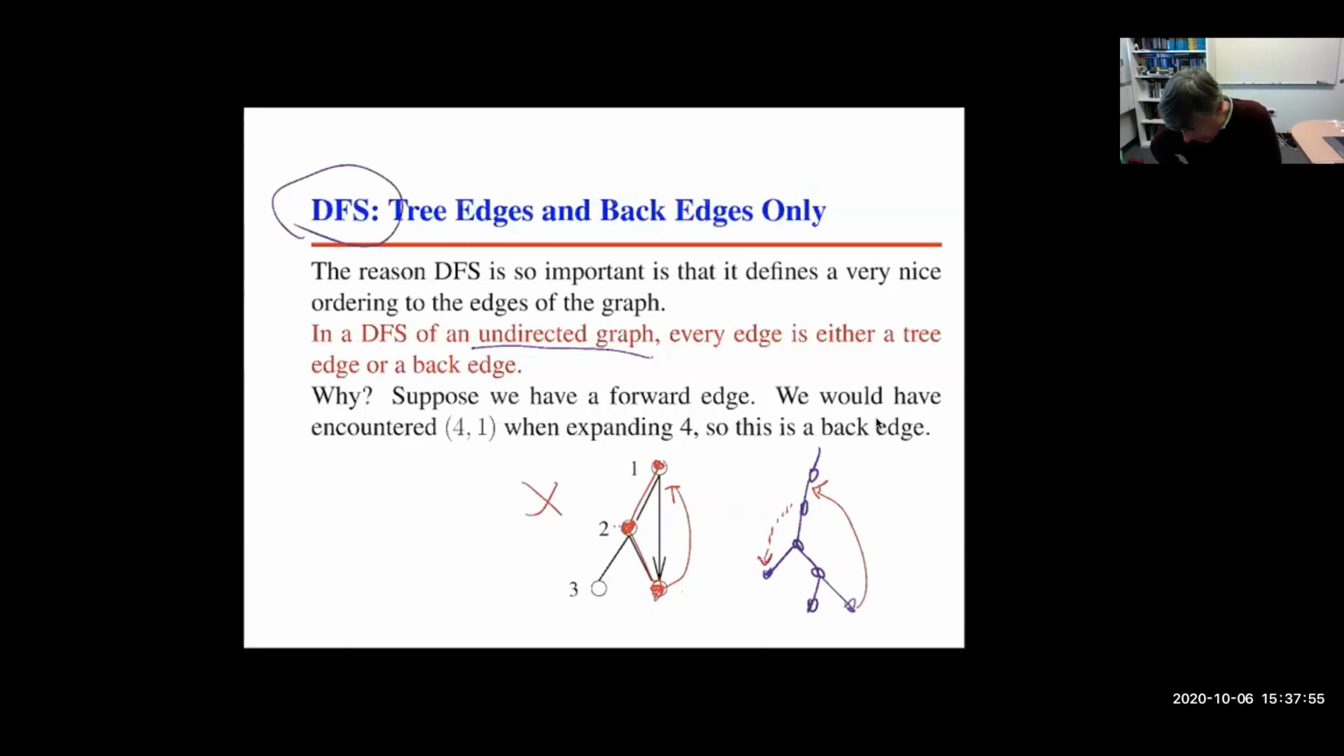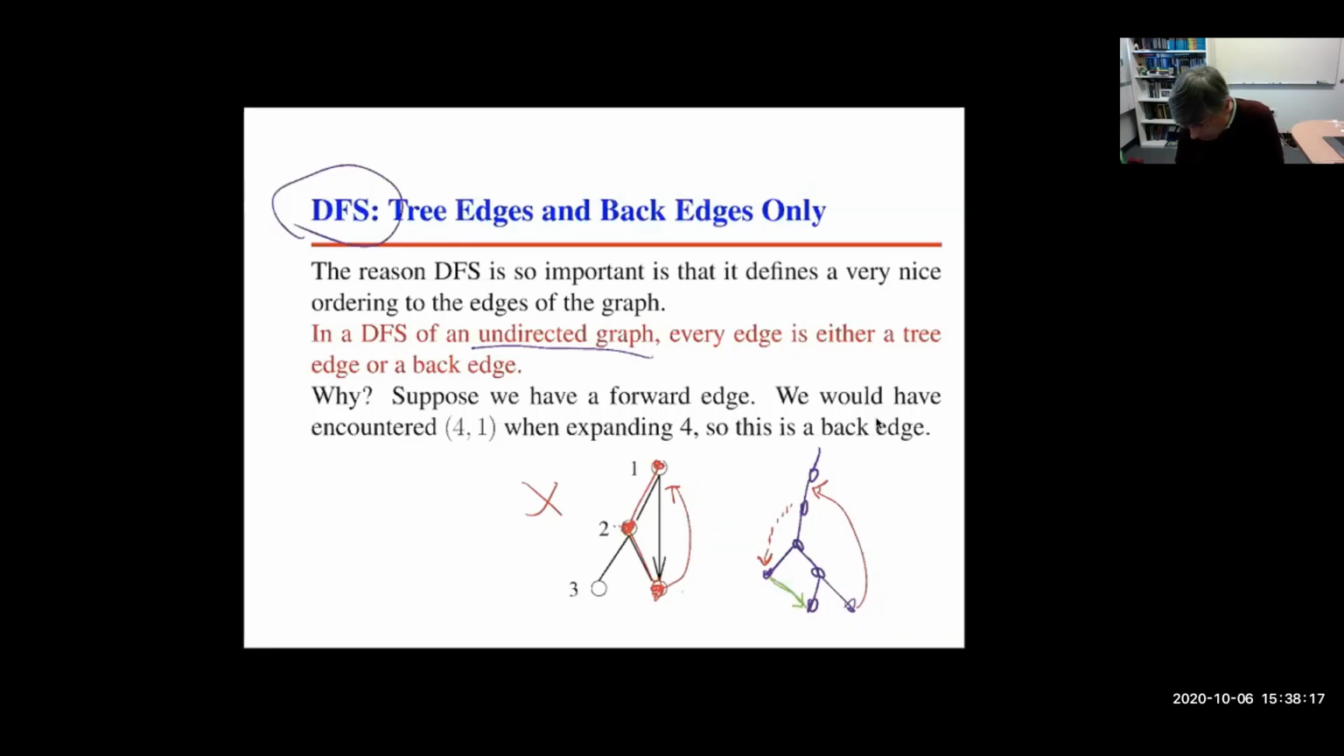Could I have an edge that would go to somebody who's not a relative of mine? Is it possible I have a cross edge to somebody who is not my ancestor or descendant?